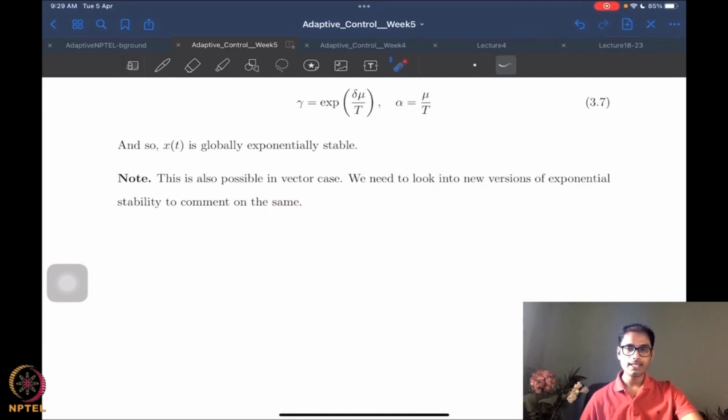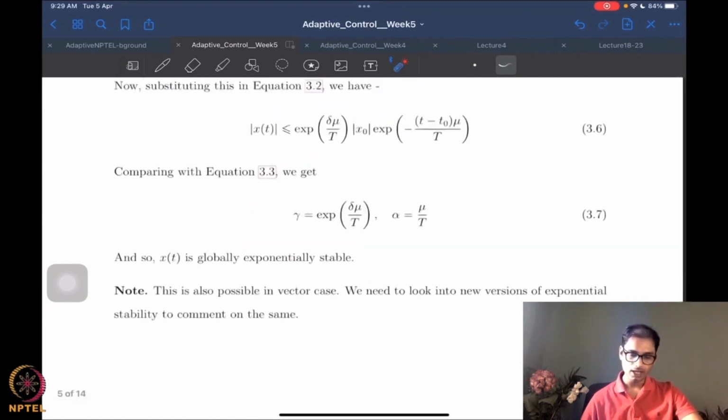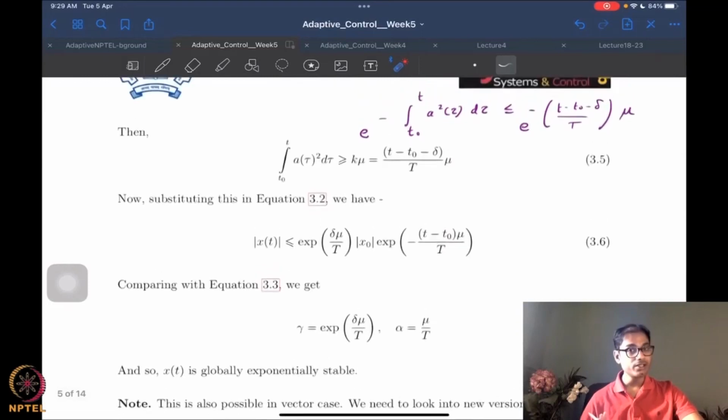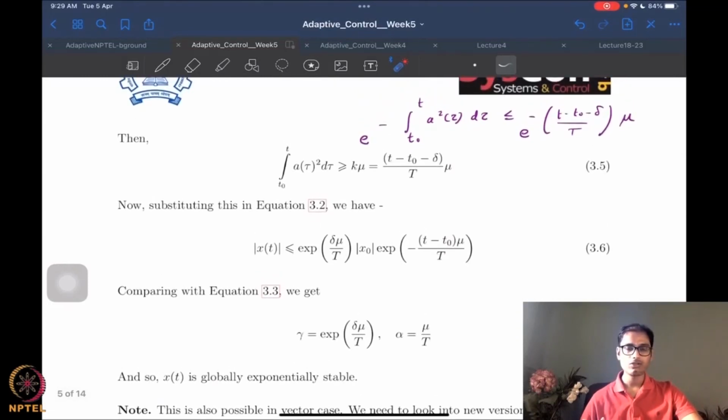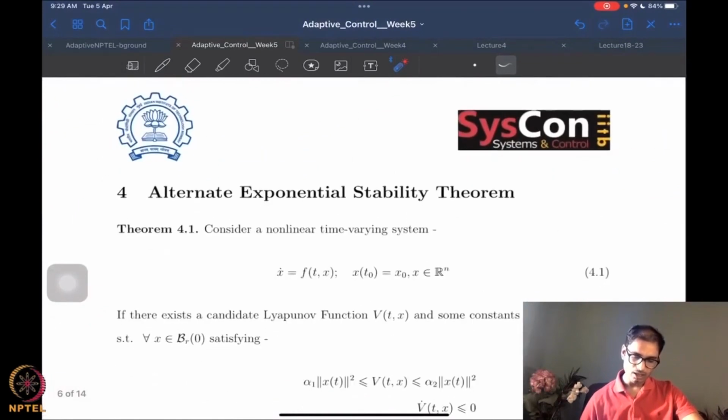We want to state a few more results on exponential stability. So this is rather interesting though. Using this new definition of persistence of excitation, we are already able to conclude stability. And so we want to see how we can do the same for vectors, that is standard state space dynamical systems, right?